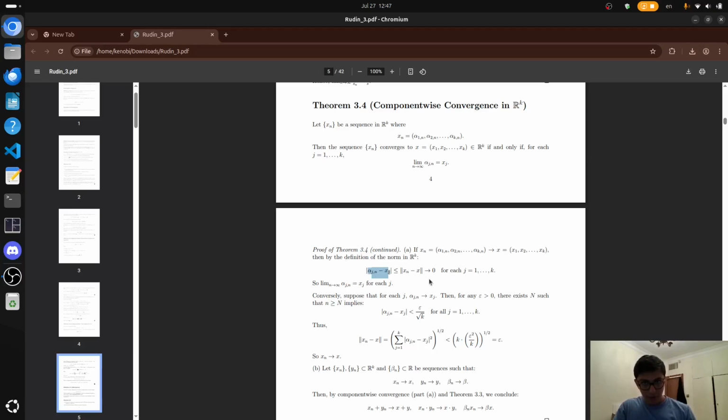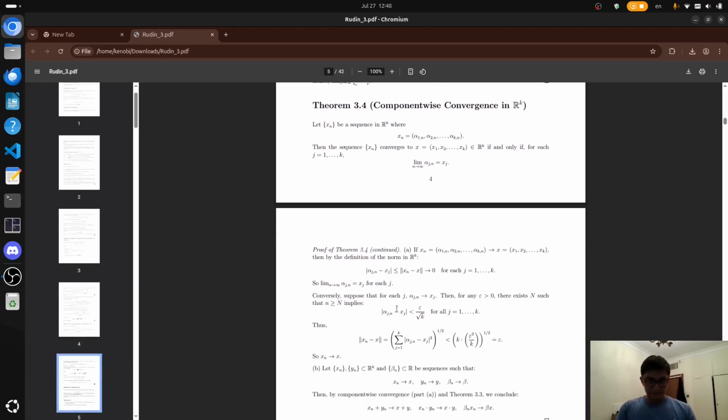If you take the square root, the definition of the norm is the square root of one component squared plus the other component squared, etc. This is one of the components, and it's inside the other ones, right? So it's going to be less than or equal to that. That's the strategy over here.